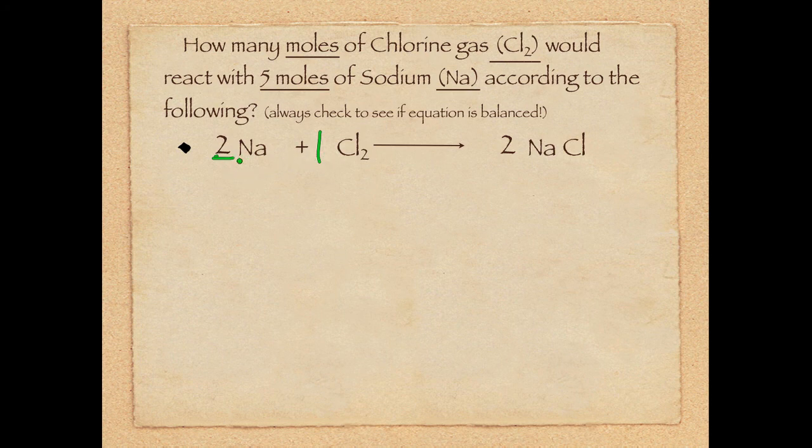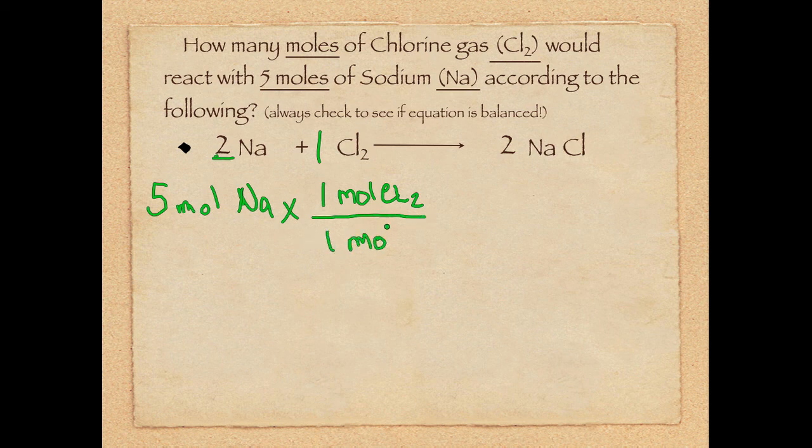So in this particular case, it says it wants to use 5 moles of sodium first. So if we use that, we're going to multiply it by the ratio of 1 mole of chlorine gas, and in this case 1 mole of sodium. Shouldn't be 1 mole, it should be 2, because it's a 2-to-1 ratio. So that's 1 mole of chlorine, 2 moles of sodium, because that's the ratio.